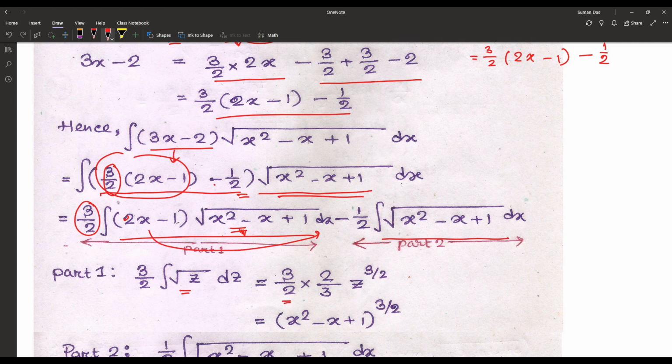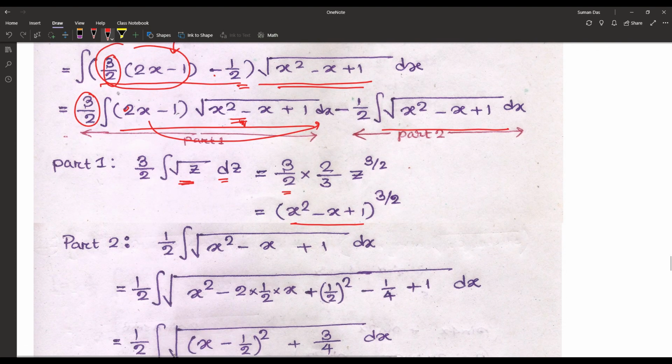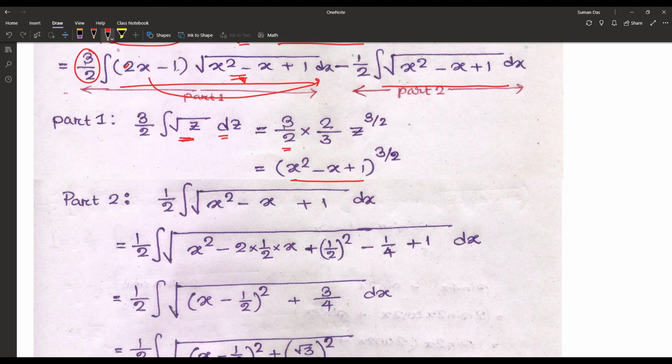So that is becoming the square root of z into dz, and the result is 3 by 2 into 2 by 3 z to the power 3 by 2, where z is equal to x square minus x plus 1, the whole to the power 3 by 2. So that is our first part. Now once again the second part.